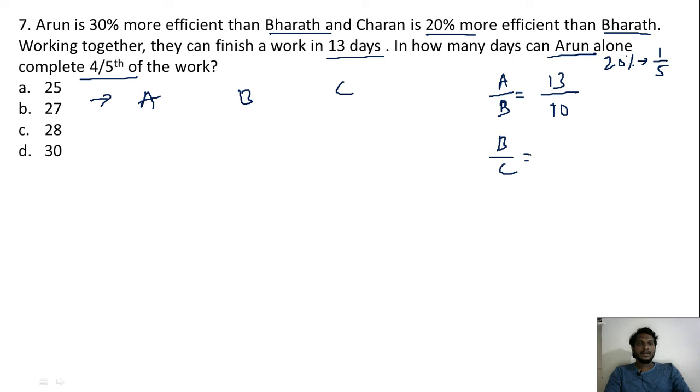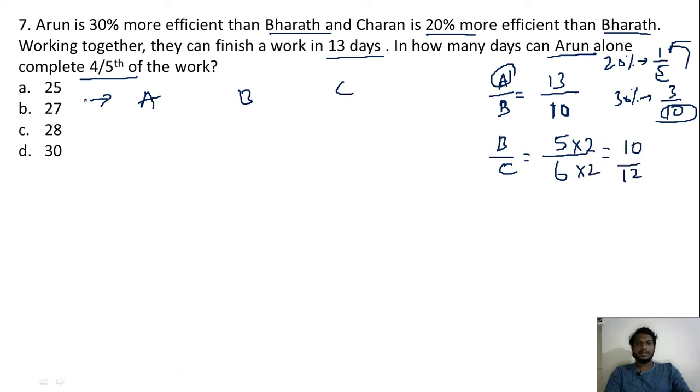So if efficiency of Bharat is 5, then efficiency of Charan will be 5 plus 1, that is 6. Like we did here, 30% fractional value is 3 by 10. Here if the efficiency of Bharat is 10, then efficiency of Arun will be 3 more than 10, so 13. Here the efficiency of Bharat should be equal in both cases. So here you can multiply with 2 on numerator and denominator, you get 10 by 12. So here efficiency of Arun is 13, Bharat is 10 and Charan is 12.